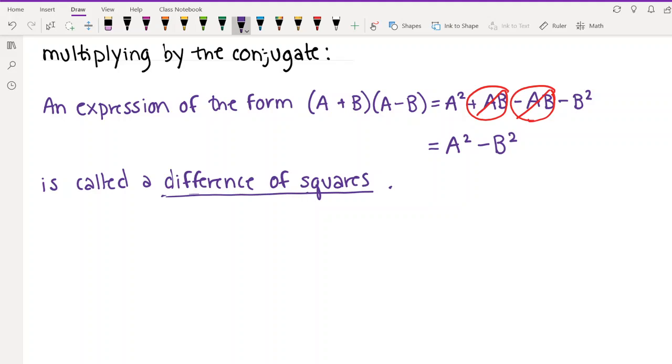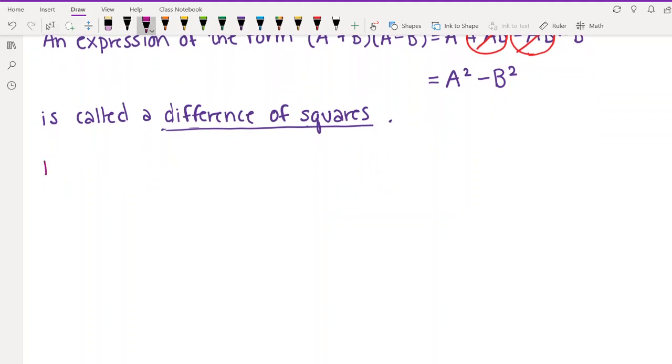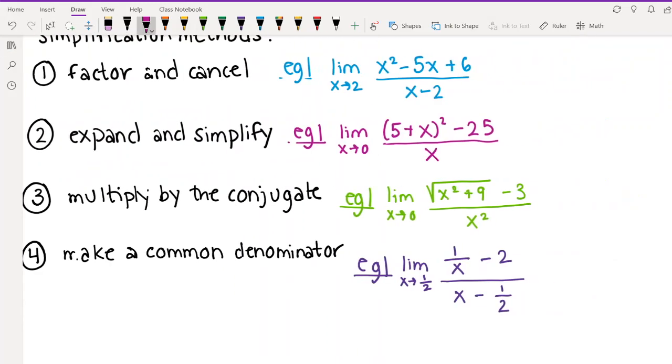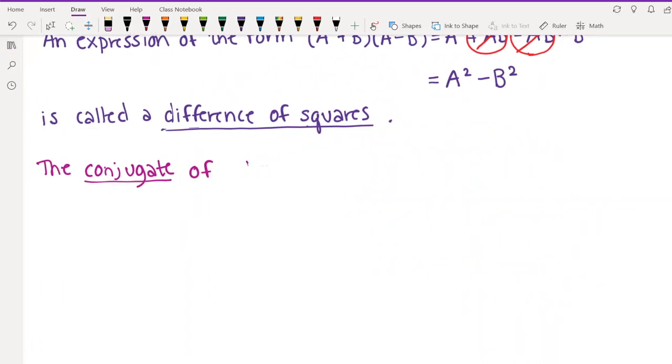Okay, so let me define for you what the conjugate is, and then we'll look at some examples. The conjugate of an expression of the form square root of A. Here I'm using a capital letter A because the stuff under the square root could just be a number, it could just be x, but it might be a more complicated expression. For example, this one here, we had the square root of x squared plus 9. So I'm using a capital letter A to represent any algebraic expression that could be under this square root.